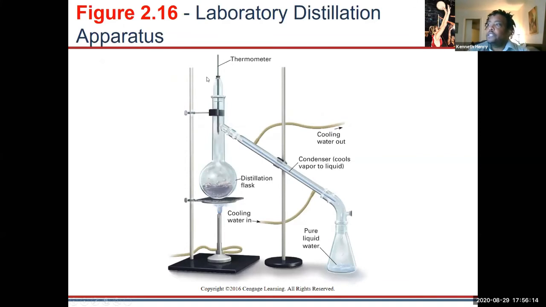So here, this is a distillation column. Again, you're boiling the liquid and separating the two, one at a certain boiling point. The vapor goes up. This is a cooling tube. The cooling tube has liquid on the outside, and the vapor goes down this tube and is cooled. So then you get condensation, and you're able to collect your pure substance.